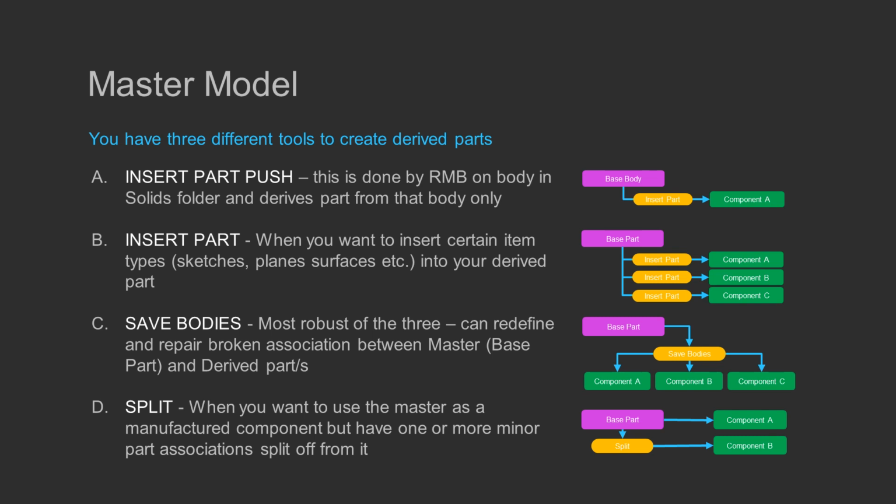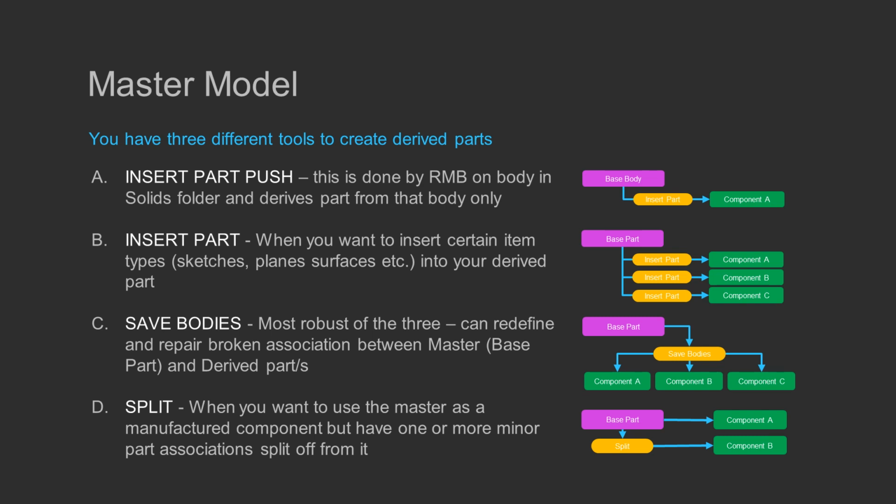So the first one that I know of is what I call the insert part push, and this is done using the right mouse button on a body in your solid bodies folder. Now, all of these assume that we've already created our master model in the way that I've described, where you've created a master with all of the geometry that is going to be used and shared by 2 or more derived parts. So we're going to start from that premise. And then you have different ways of doing that.